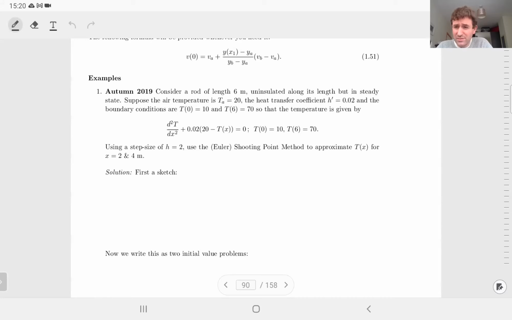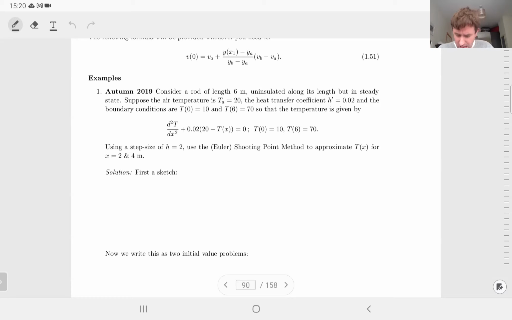So we're going to do a step size of 2. Now that's kind of ridiculous. We're just looking at the technique. Obviously, you don't do this by hand. You do it on the computer anyway. And we'll do an Euler shooting method. Now you can do Heun's method, whatever. But I think in assessment, I'll just ask for Euler. But if you're doing it to be more accurate, you do Heun's method or even Runge-Kutta methods.